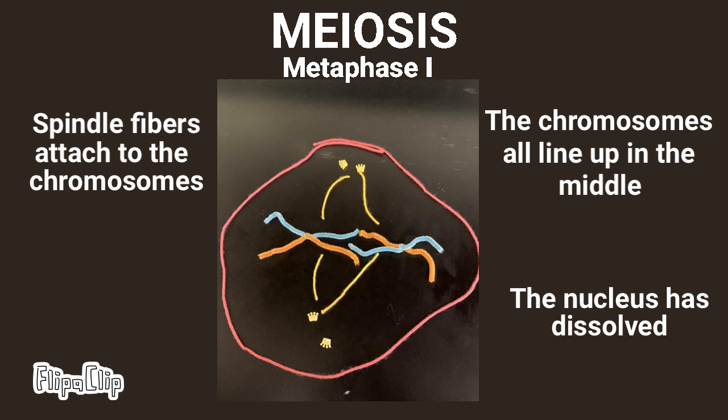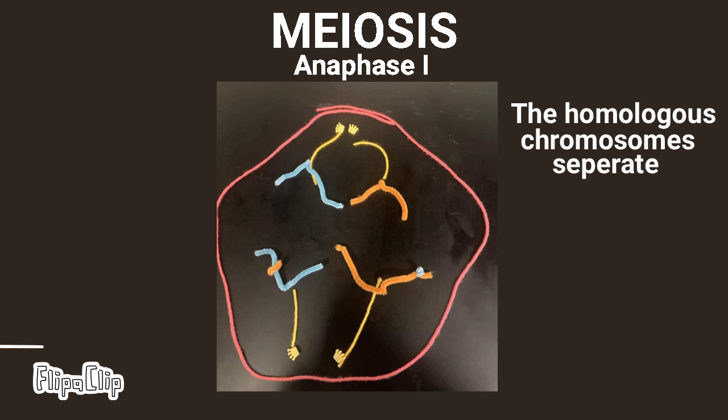Anaphase 1 is the phase in which the homologous chromosomes separate and move towards the poles. Sister chromatids remain attached at the centromeres.